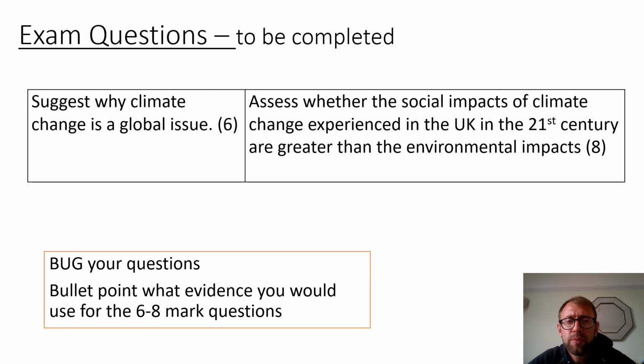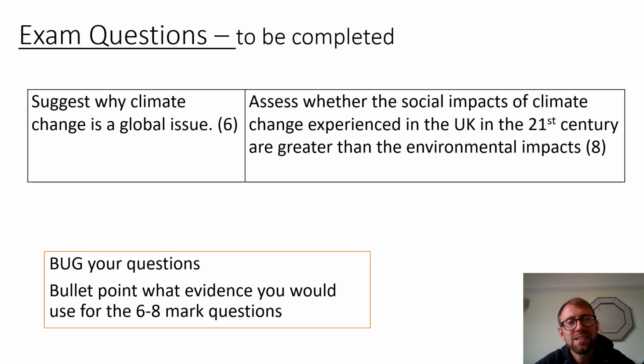Bit of a tougher one. Assess whether the social impacts of climate change experienced in the UK in the 21st century are greater than the environmental ones. So remember, social means impacts on people. Environmental impacts, think of on animals, plants, etc. Now we mentioned impacts on wildlife a few slides ago, so you could bring in some impacts there, but you also need to think about, right, how are we going to be impacted as people? So you might want to pick out a variety of different impacts on the UK and show what the social and what the environmental impacts are.